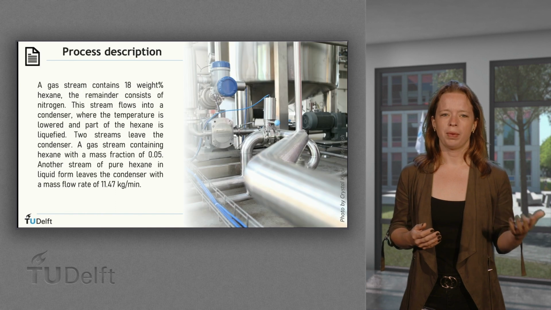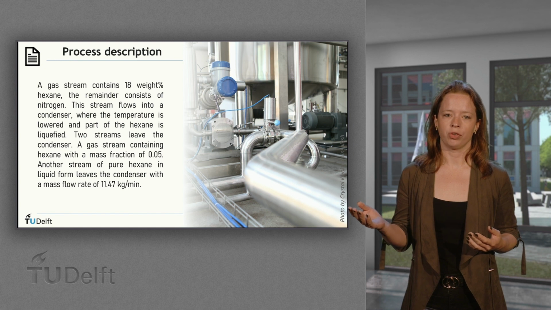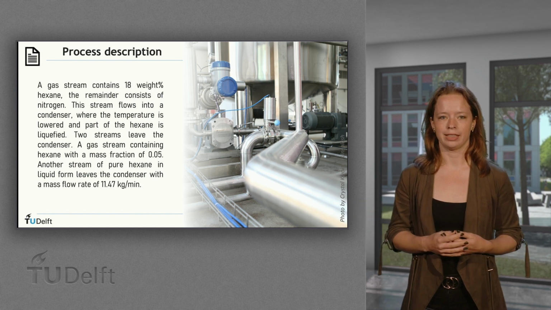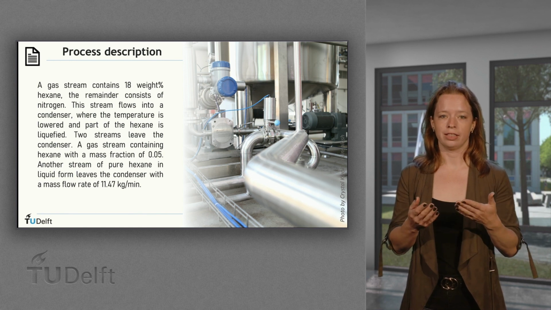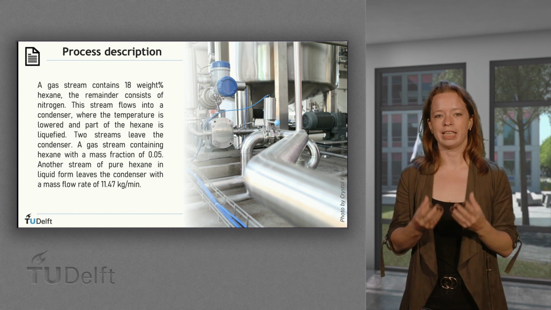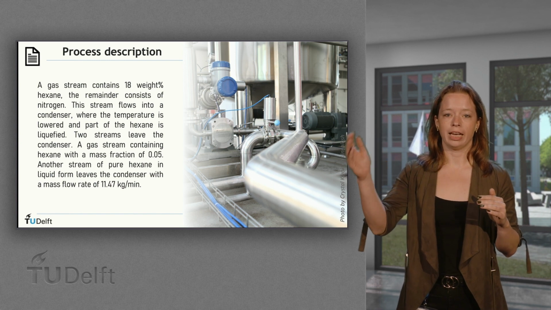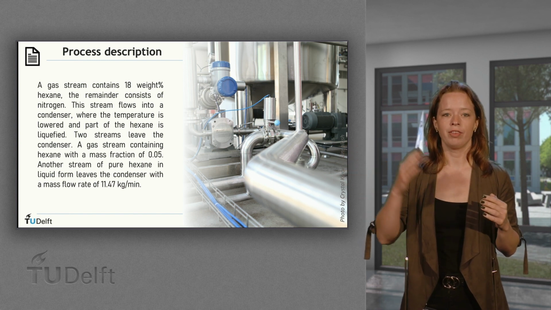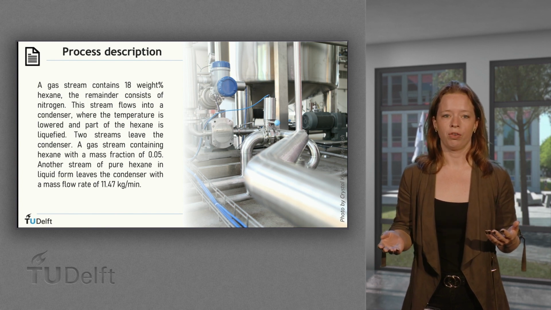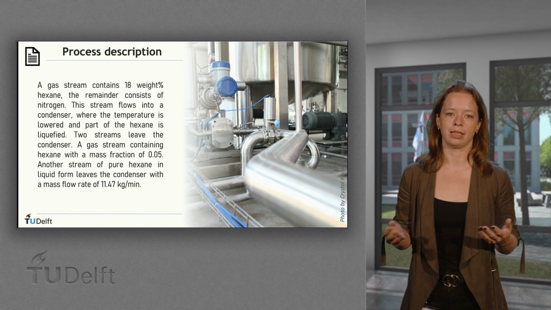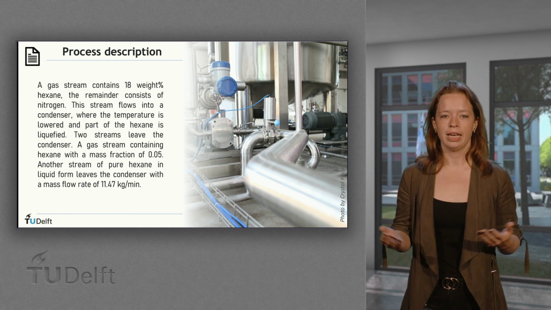Let's look at an example to make these concepts a bit more clear. The process description here describes a gas stream which contains 18 weight percent hexane, with the remainder consisting of nitrogen. This stream flows into a condenser, where the temperature is lowered and part of this hexane is liquefied. Two streams leave the condenser: a gas stream containing hexane with a mass fraction of 0.05 and a stream of pure hexane in a liquid form, which leaves the condenser with a mass flow rate of 11.47 kilograms per minute. Now, the first thing we do is convert this entire process description into a flow diagram.